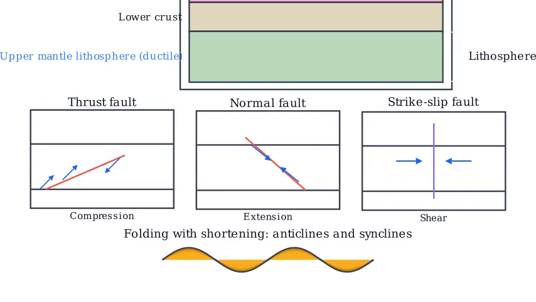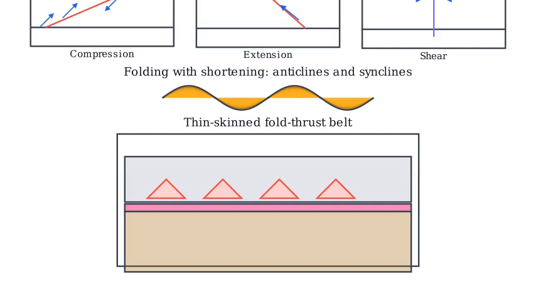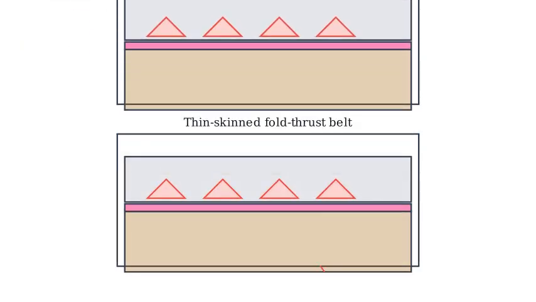In many mountain belts, weak layers like salt or shale act as detachments. Above them, thin-skinned fold-thrust belts develop. Let's sketch a thin-skinned belt detached along a basal horizon. Then, sometimes deformation steps into the basement. Thick-skinned uplifts form. We will add a basement fault and uplift block to see the contrast.